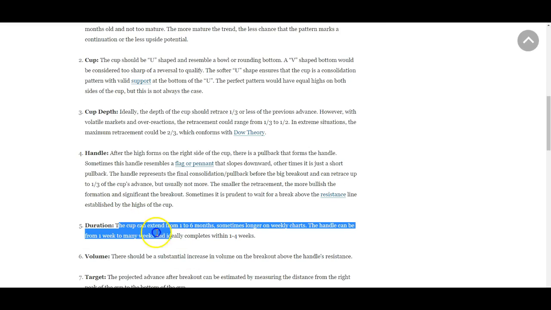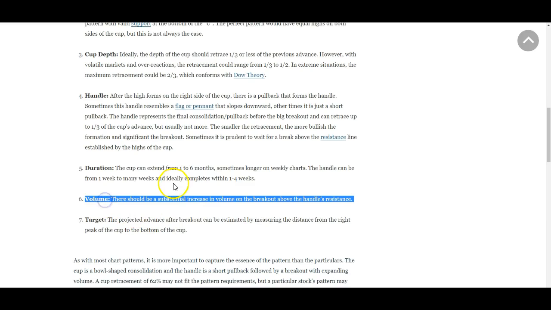Again, we're talking about duration and maturity. It can extend for 1 to 6 months, longer on weekly charts, 1 week to many weeks. I saw one website mentioning 65 weeks is kind of like the maximum. I don't know how much that really matters, other than the probability goes down the older it is. It just dies.